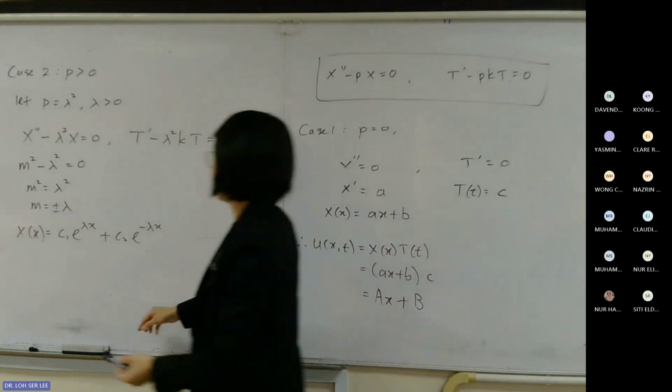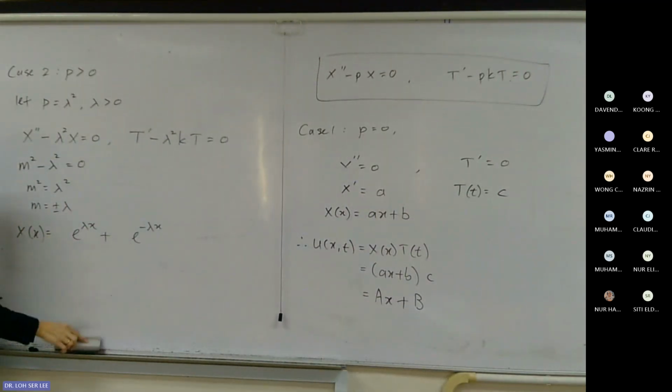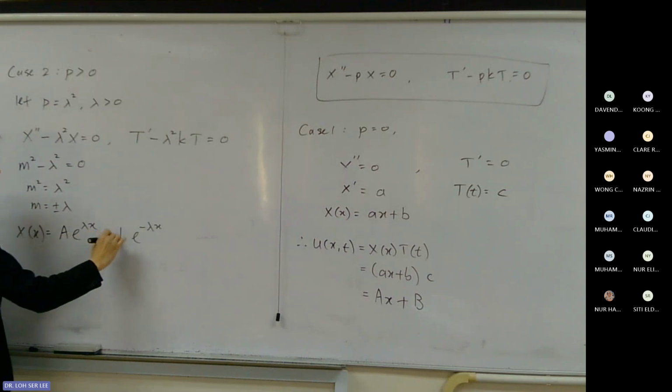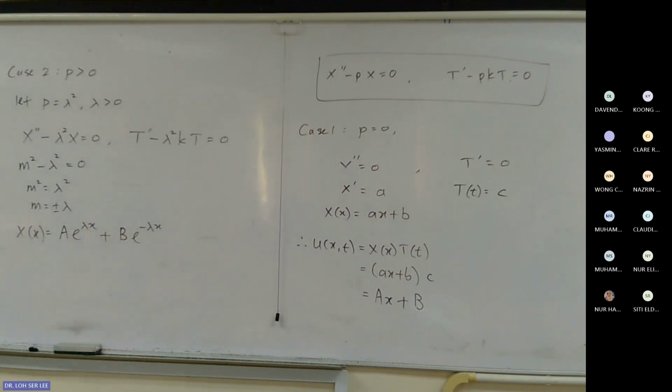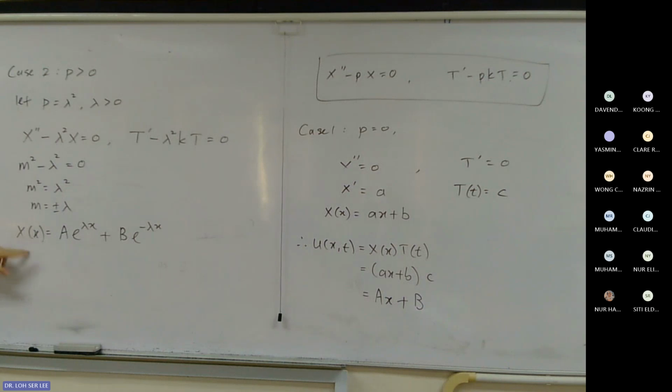Okay, to avoid confusion, I follow the slide. Here the slide uses A and B, so I use A and B. Okay, I follow the slides. So a constant times e^(lambda x) plus another constant times e^(negative lambda x). So this is the solution for the x.